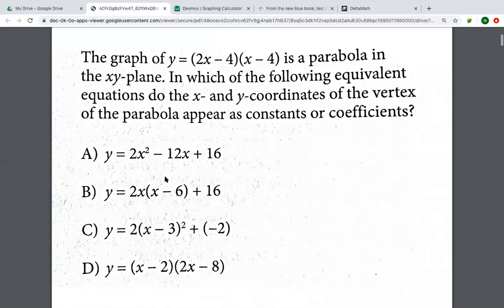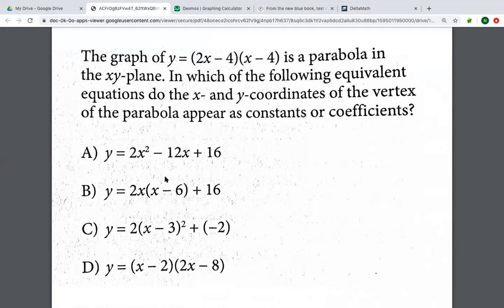Okay, so this first question talks about where the x and y coordinates of the vertex appear as constants or coefficients. And so the only one that is in vertex form is choice C. Oftentimes they will put this on the test so that you waste your time trying to graph things, etc. But often they'll only have one equation that is in vertex form.